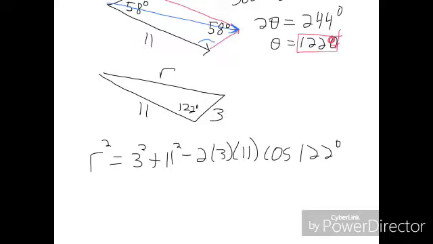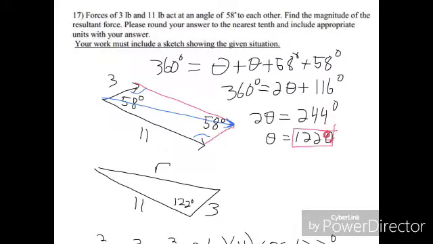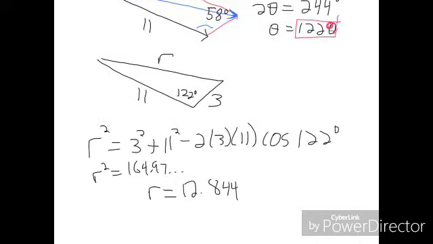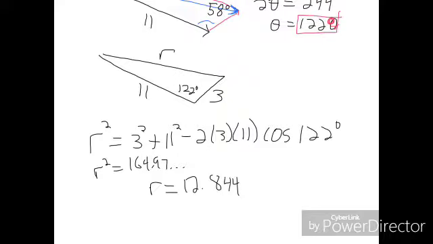Make sure you're in degree mode, and you get r squared equals 164.97 something, and square rooting the answer leaves us with r equals 12.844 something. Round to the nearest tenth, and include appropriate units, which will be pounds. Make sure I have this labeled correctly. Round to the nearest tenth, so this would be 12.8 pounds. That would be our final answer.